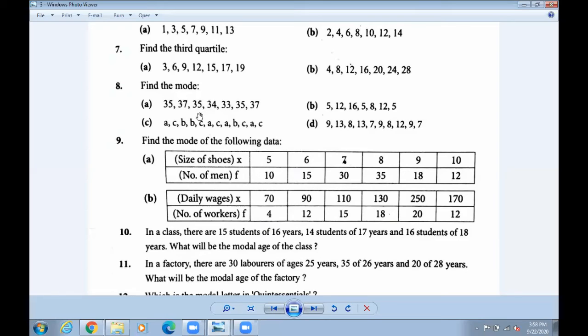Did I count this 35 or not? 34. Did I count before? No, I have not counted. How many times? One time. Oh, 33. Did I count this number or not? Okay. So it's very confusing. So what is the better option? So let us write down in this way. Okay. So I have done number 8C. So let us do number 8C.